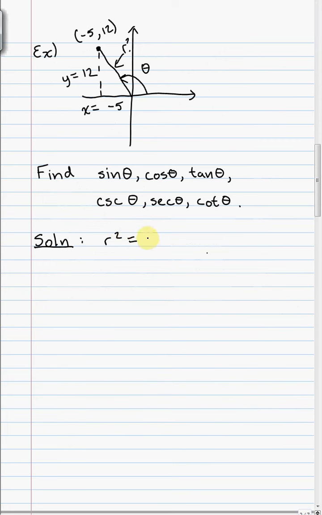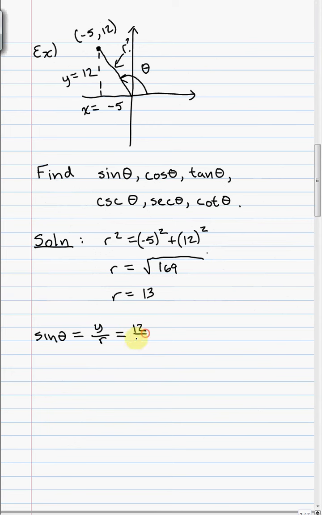So again, to find r, that's the first thing we're going to do, is we're going to use Pythagorean's formula. That r squared is equal to x squared plus y squared, and then we can just solve for r by taking a square root. So if we add these numbers up, we're going to get 25 plus 144, or 169. So we now know r is equal to the square root of 169, or 13. Okay, so going back to the previous page, sine of theta is equal to y over r. So y over r in this case is 12/13.